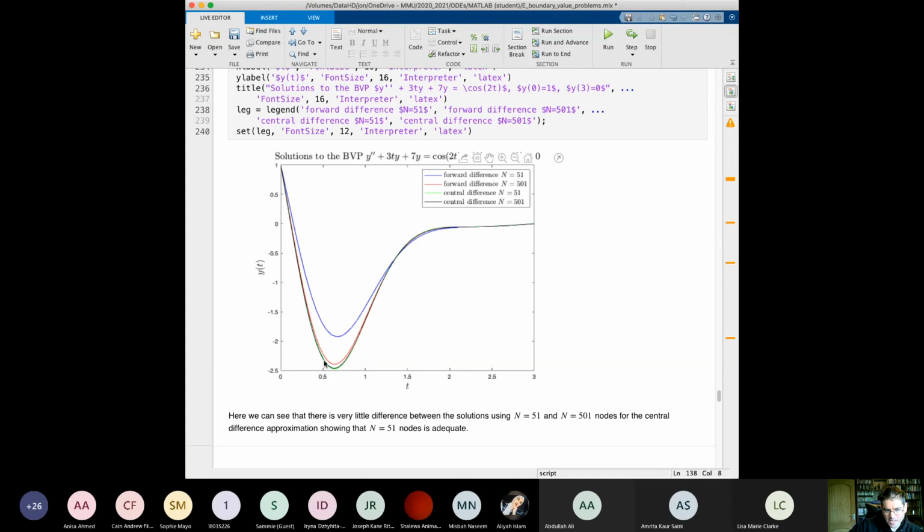What I want you to notice here is there's very little difference between using 51 and 501 nodes with a central difference approximation. So using a more accurate second order central difference for the first order derivative means 51 nodes is sufficient. There's no point using 501 nodes, you're just increasing the amount of work we have to do. It's important that you can reduce the step length between nodes, but it's much more effective to increase the order of accuracy of our approximation.